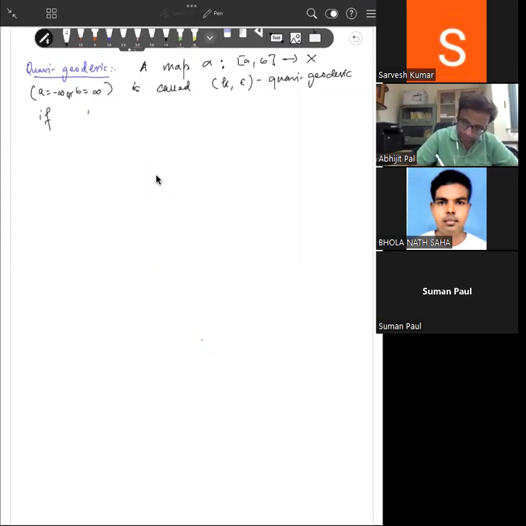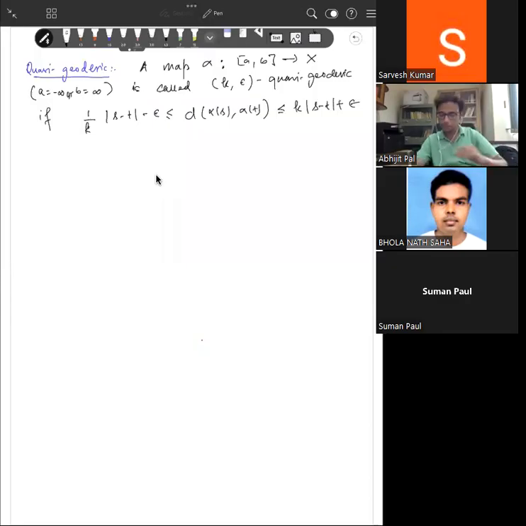The meaning of that is: 1 by k times mod of s minus t, minus epsilon, is less than or equal to the distance between alpha of s and alpha of t, and this is less than or equal to k times mod of s minus t, plus epsilon. So this is the definition of my quasi-geodesic. It will be continuous if epsilon is equal to 0.